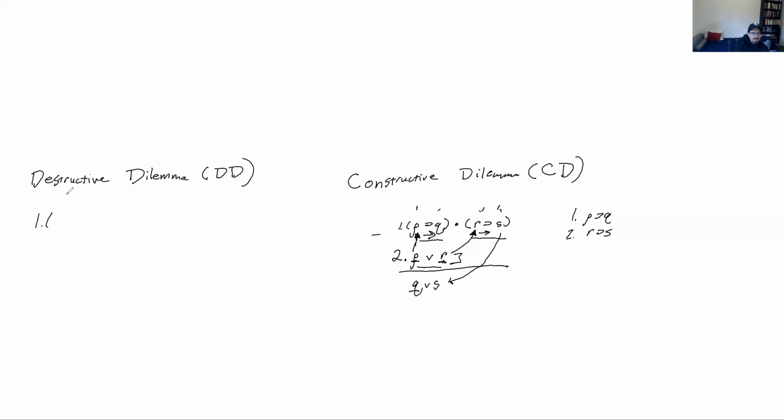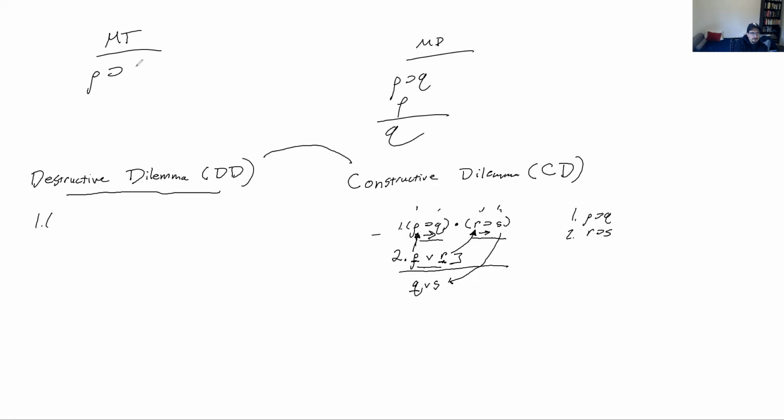So destructive dilemma is the mirror image of constructive dilemma, in the same way that modus ponens is the mirror image of modus tollens. Remember, so modus ponens, let me write it out like this. Okay. Modus ponens is like constructive dilemma. Constructive dilemma essentially uses modus ponens. Destructive dilemma uses modus tollens. If P, then Q, not Q, therefore not P.